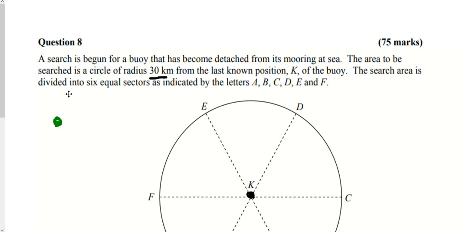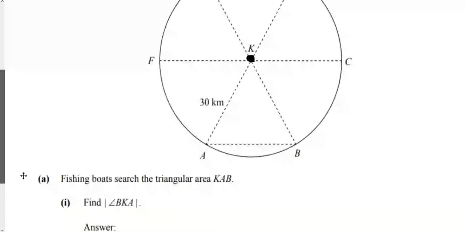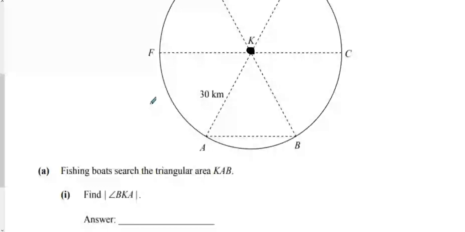Okay. The search area is divided into 6 equal sectors: A, B, C, D, E, and F. Find the angle BKA. B to K to A. This angle here, everybody see it?